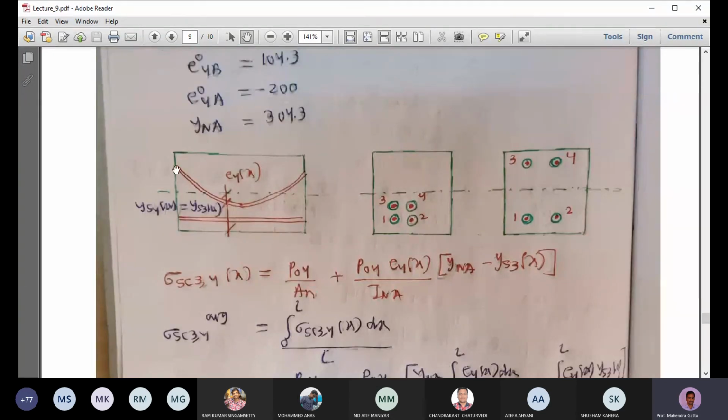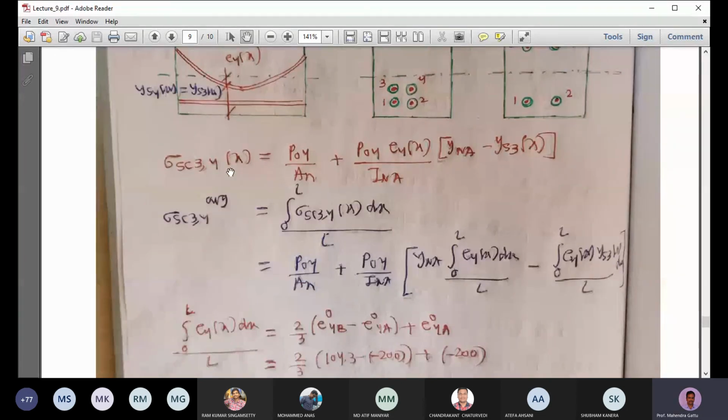What is the average compressive stress along cable 3 due to post tensioning of cable 4? So that equation is here. Average compressive stress in cable 3 due to post tensioning of cable 4: P04 by AN, and P04 into E4 of x, that is the bending moment produced, by I neutral axis into y neutral axis minus ys3.